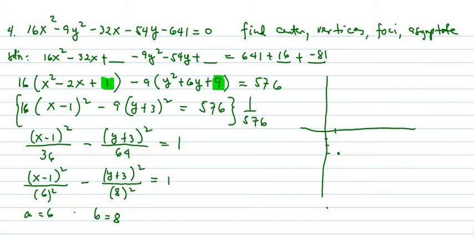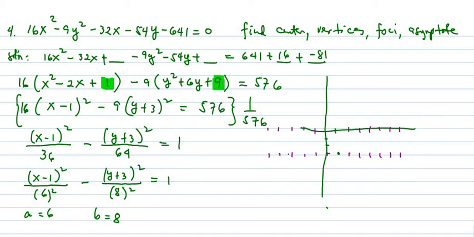And then a is 6, so we will count 6. I will make here 6 as our transverse axis. From the center, we have 1, 2, 3, 4, 5, 6. And then on the other side, we also have 6: 1, 2, 3, 4, 5, 6. This is now our vertex, so I will mark it here.